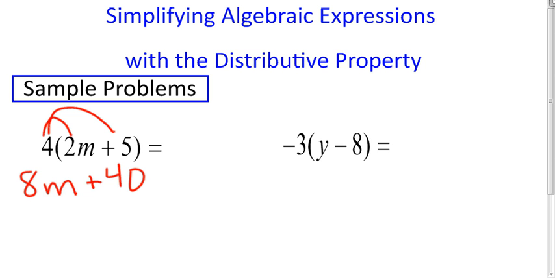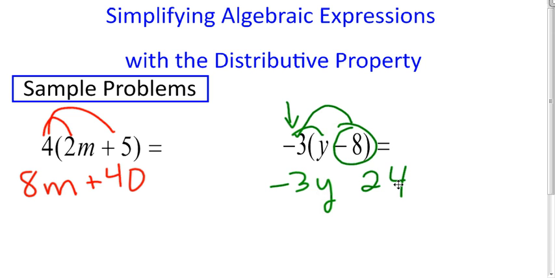Here we have a negative sign that we're distributing with, so we've got to be extra careful when we see that. Negative 3 times y is negative 3y. Now this 8 here is a negative 8, because I'm subtracting 8. It's the same thing as adding a negative 8. So I think to myself, well, what's negative 3 times negative 8? A negative 3 times a negative 8 is a positive 24. So because it's a positive 24, I'm going to put the addition sign between these two.